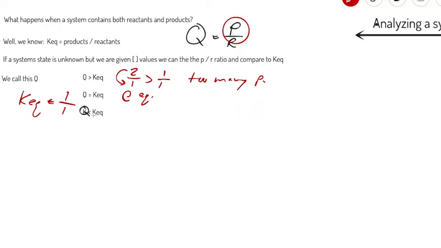If KEQ is greater than Q, we can set up a scenario that demonstrates that. So if KEQ is 1 over 1, a number that's less than that would be 1 over 2. And just keeping things really simple, this means that we have too many reactants, not enough products. So in this scenario, we would have too many reactants. Likewise, we're going to have an adjustment. That adjustment is going to be a shift from reactants to products. It's going to shift to the right.